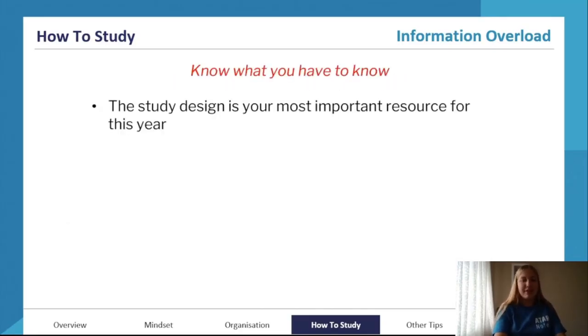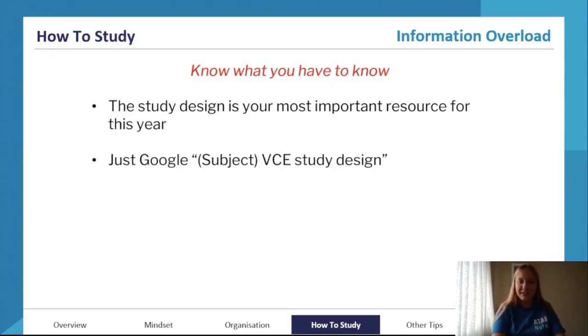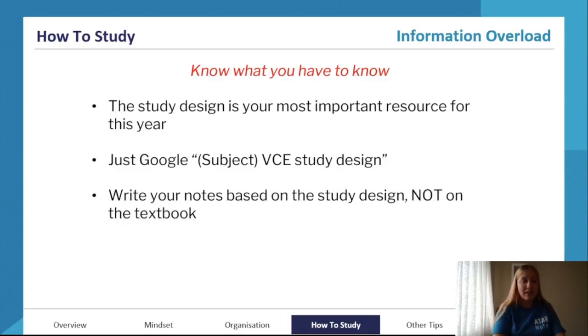We've talked about all of those things so far, so I won't explain it again, guys. Knowing what you have to know. So obviously the study design is your most important resource for this year for all of your subjects. If you don't have access to it, you can just look it up by Googling name of your subject, VCE study design. Make sure you're looking at the right study design for your current period. You're not looking at an old study design in particular, because they do change every few years.